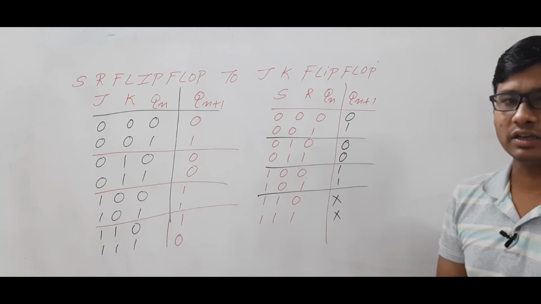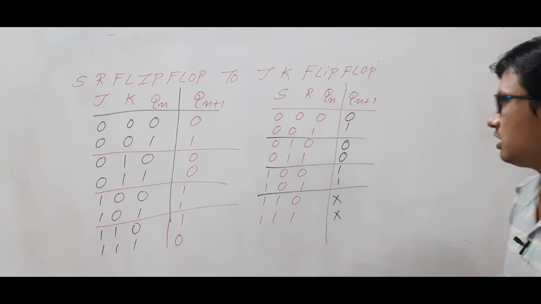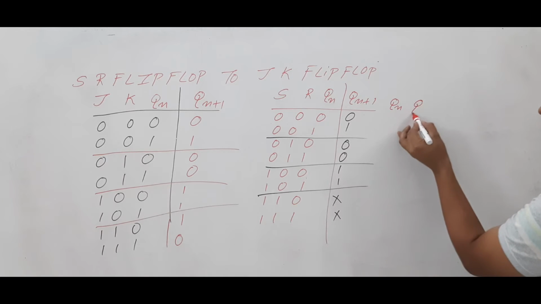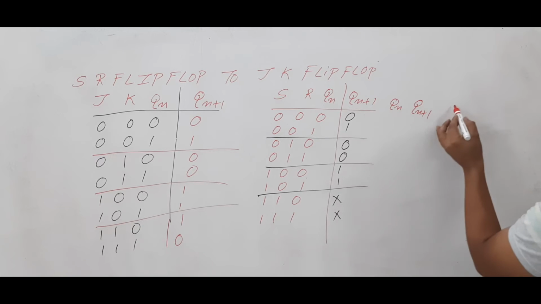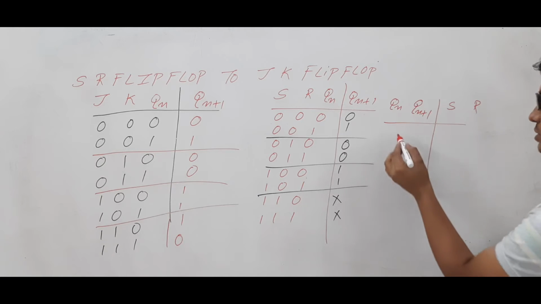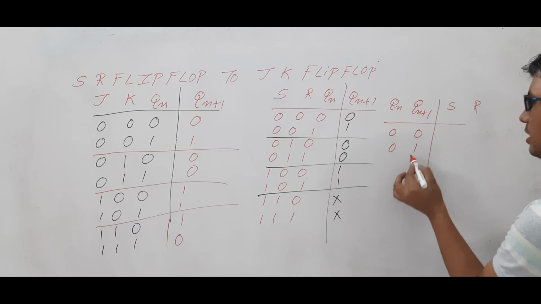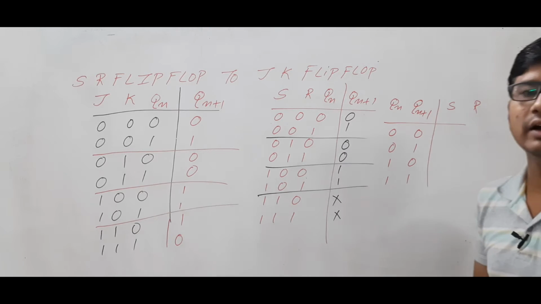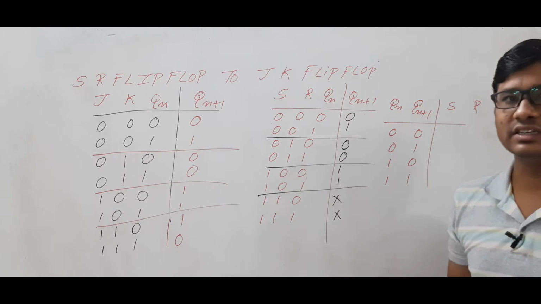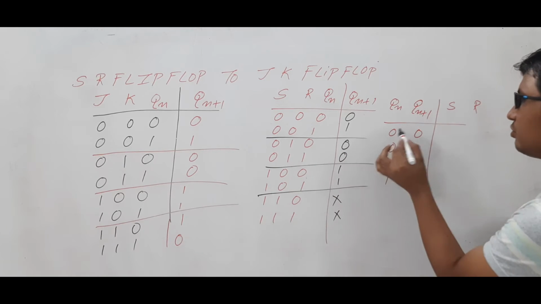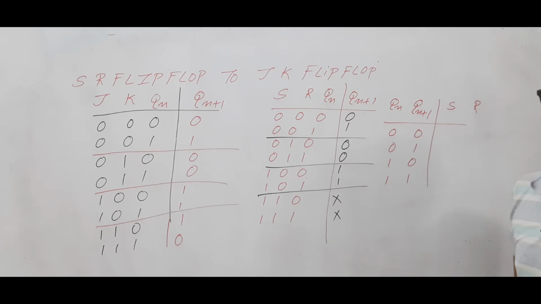From the truth table or the characteristic table, we can find the excitation table. How can I find the excitation table? I will take Qn and Qn plus 1 as the two inputs and the outputs are S and R. If you have two inputs, you will get 4 combinations: 0 0, 0 1, 1 0, 1 1. Now how can I find the excitation table? You can find the excitation table from the characteristic table. How? You check it. If Qn is 0 and Qn plus 1 is 0, what are the corresponding S and R values?